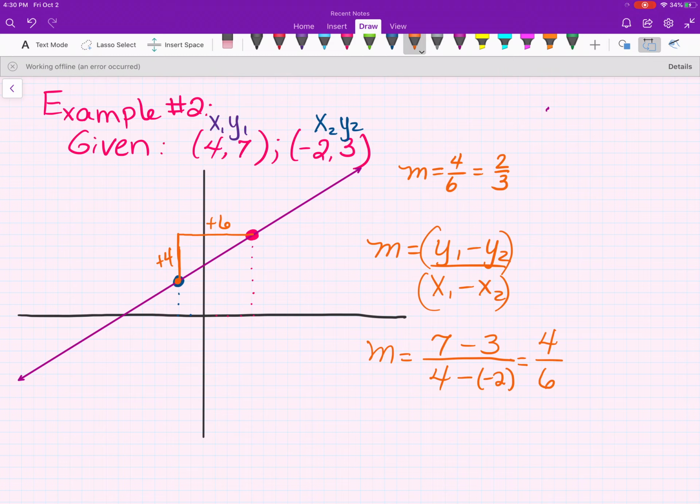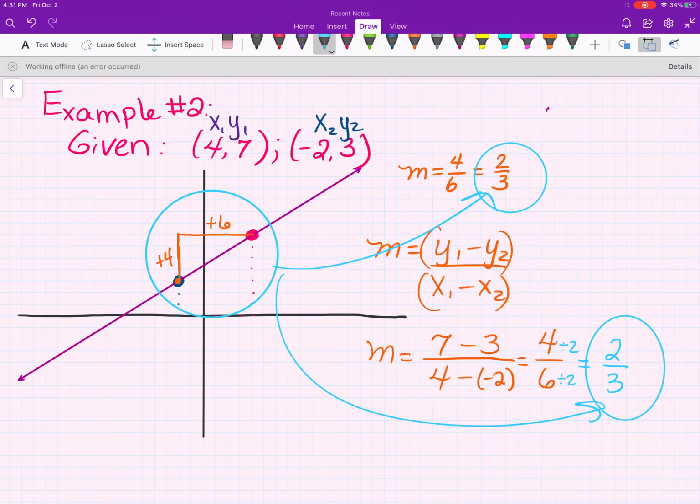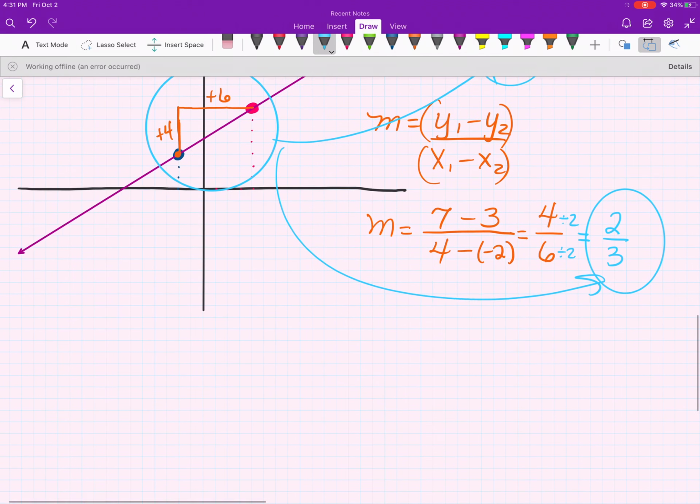That makes that +6. Oh, and in case I simplified too quickly there, I just divided the numerator and the denominator by 2. That's a legal move, so my slope is 2/3. Did this match the picture? Yep, everything matched. Okay, so there's our slope, 2/3. So now we have our slope. That's what you always need to start with, okay? So we have our slope.